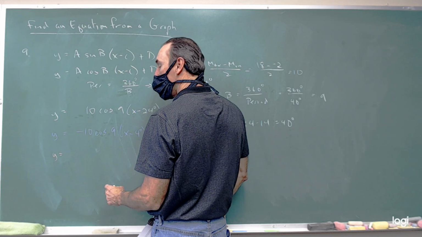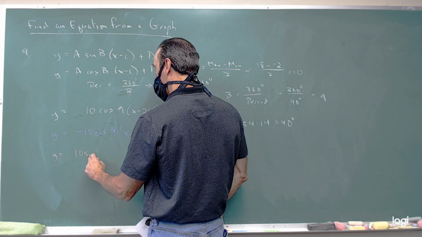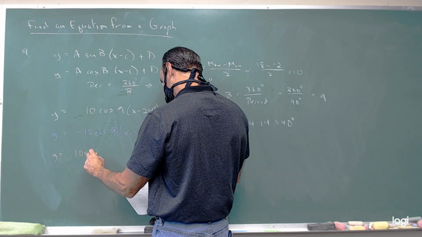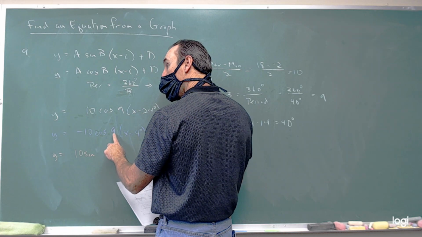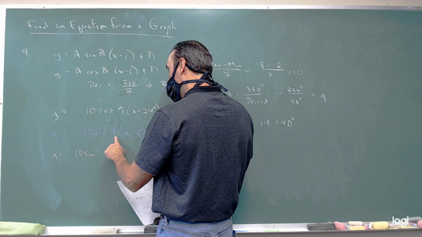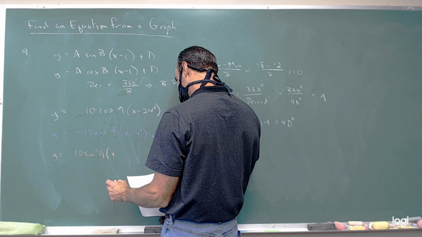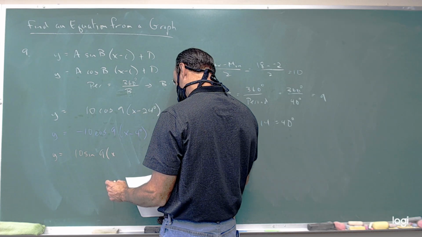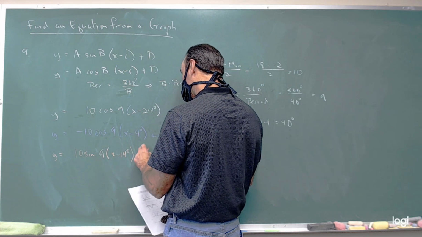So it would be 10 sine of x minus... Not yet. Oh, 10, okay, yeah, 10 sine 9, and x minus 14. Good. What other choice could you have used and there's still the plus 8?